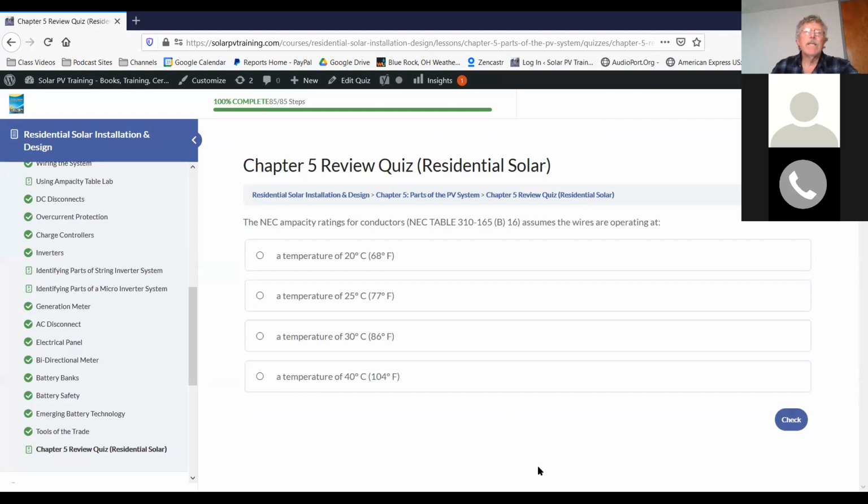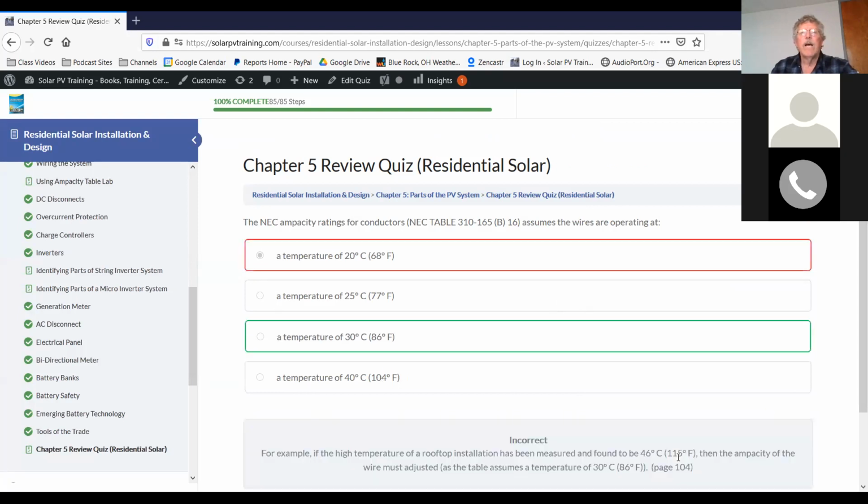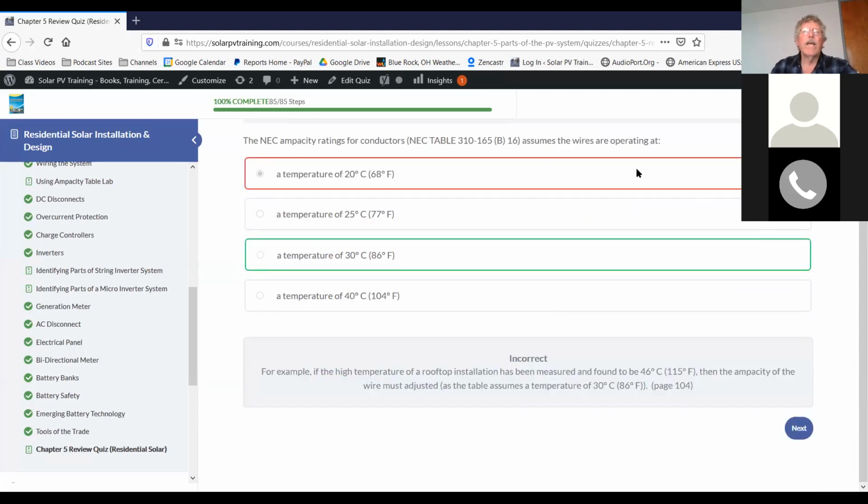The NEC ampacity ratings assume wires are operating at, and here I'm going to try and remember, I think it's 20 degrees, might be 25, but I think it's 20 degrees. Nope, 30 degrees. I got one wrong. Okay, so yes, it assumes 30 degrees, and you'll have to make temperature adjustments if you're going to be in an environment that's hotter than that.